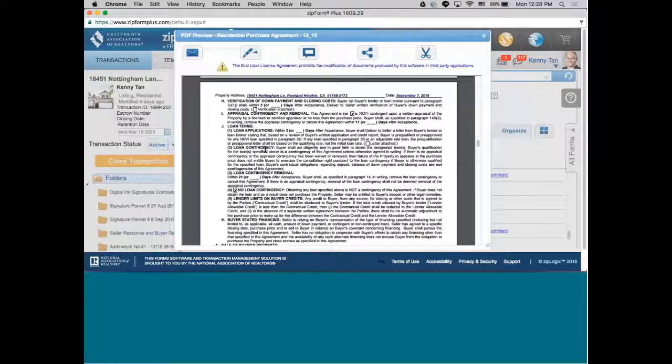Correct. If I represent the buyer, if I'm the selling agent, I talk to my buyer. We have not done an appraisal yet. Do you plan on doing an appraisal? If you don't, then don't check the appraisal contingency box. It will make your offer more attractive. But if you plan on doing an appraisal, then by all means, check the appraisal contingency box.